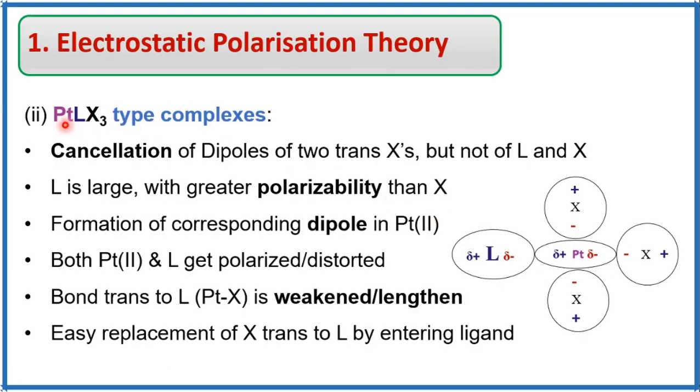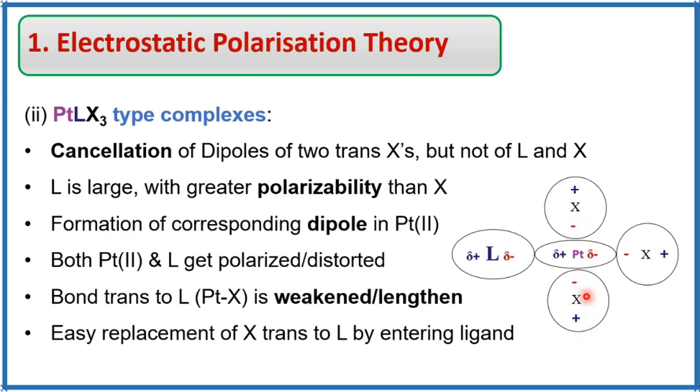Whereas if we take PtLX3 type complexes, around platinum there are three X ligands and one L ligand. If we take this type of arrangement, here is the platinum: one X, second X, third X, and another different ligand L. Here there is cancellation of the dipoles of the two trans X's, but not of L and X. That means the dipoles of this X and this X cancel.